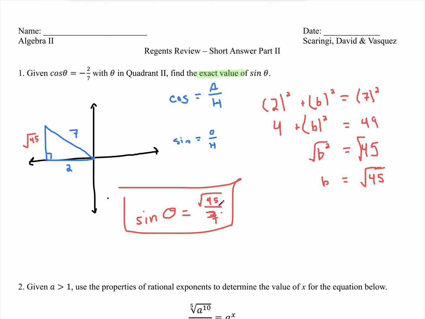You get full credit for this. If you wanted to simplify your radical in here, because 9 times 5 is 45, it would be 3 radical 5. You would also get full credit, but the idea is this is the exact value. You're good to go. And I know it's got to be positive because sine is positive in quadrant 2. Moving on to the next one.